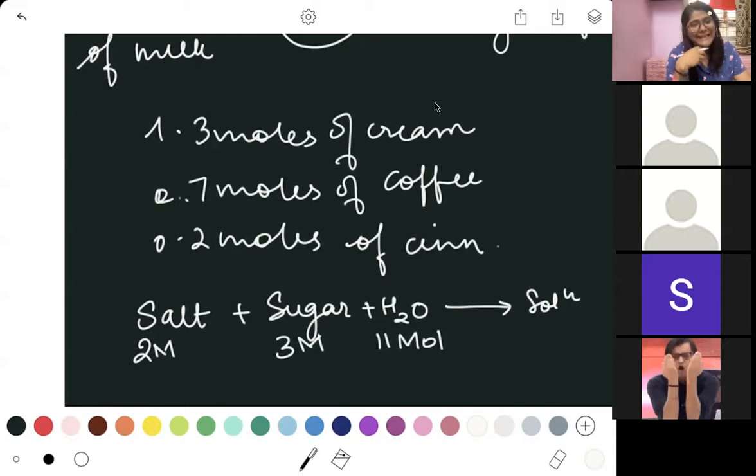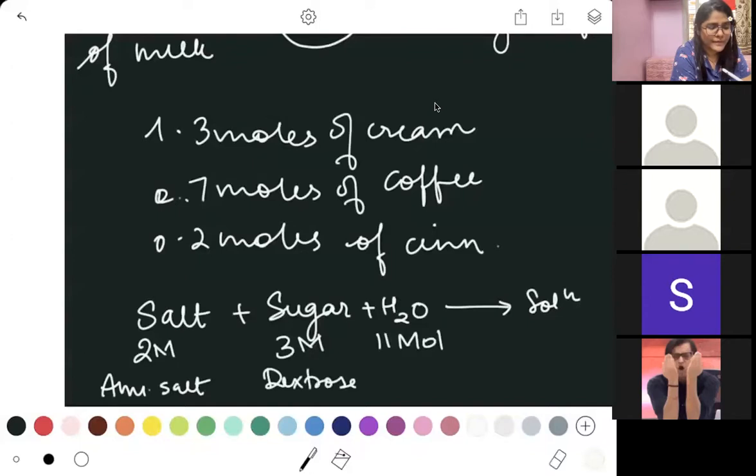You can make this reaction very, very specific by writing ammonium salt. Sugar could be your dextrose sugar, and water could be distilled water. And now what you have is a specific rate for which this reaction will go ahead. You know these concentrations, and using these concentrations, you would be able to find out their rate.